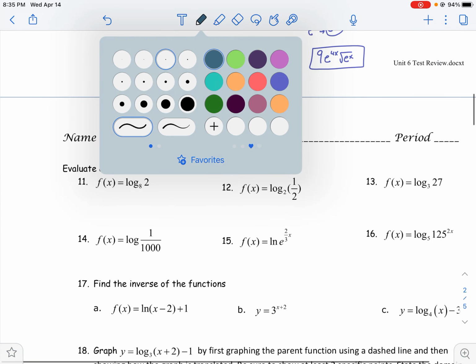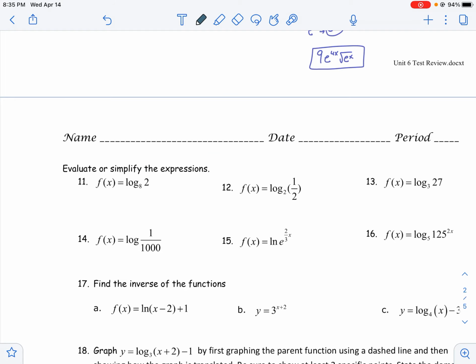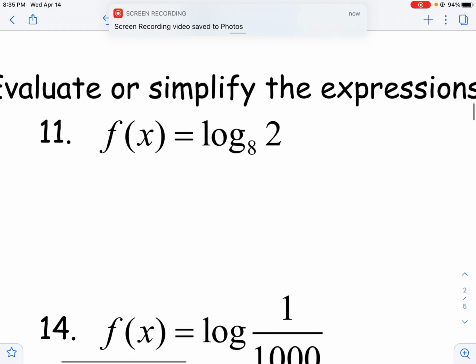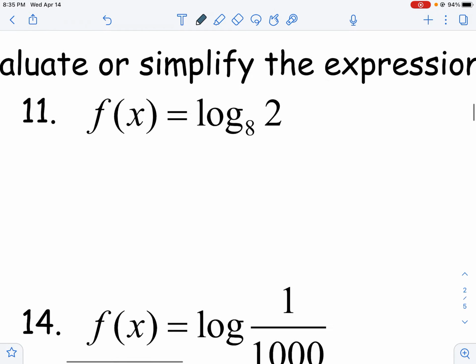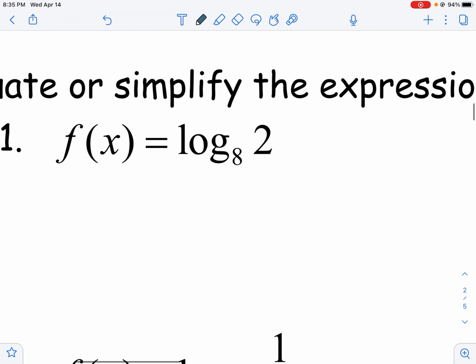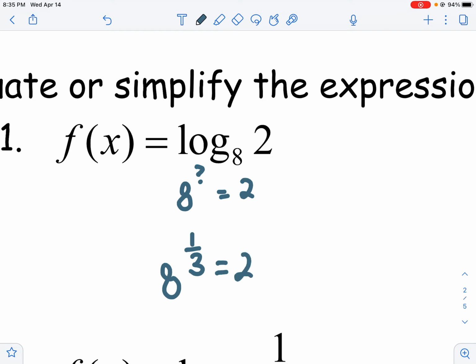All right, scrolling down to page 2 of the review, it says evaluate or simplify the expression. So here we're taking log base 8 of 2, and we are trying to figure out what this number is, right? So we're saying 8 raised to what power is going to give us out 2. In this case, 8 is a perfect cube of 2. So if we cube rooted 8, we'd have to go 1/3, 8 to the 1/3 to get out 2. So then to evaluate this log, the answer is 1/3.